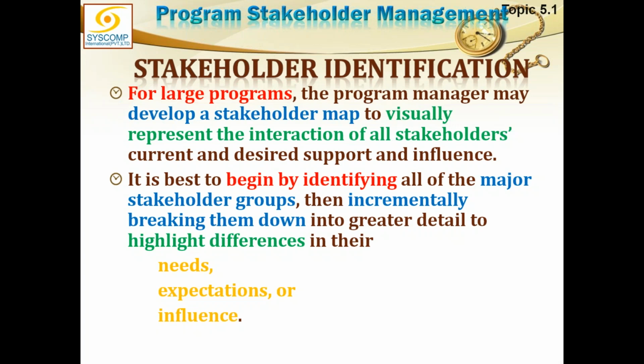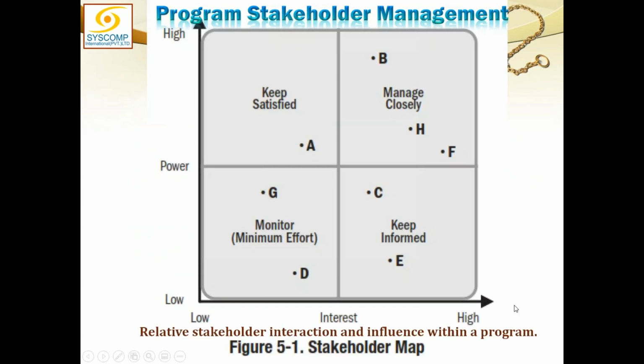It is best to begin by identifying all of the major stakeholder groups, then incrementally breaking them down into great detail to highlight differences in their needs, expectations, and influence. So this has to be done in analysis, and you have to be very careful in mapping these. This is a kind of stakeholder map, and I'll talk a lot about this and build on this. Actually, this is just the beginning. This is a very simple stakeholder map, which is two-dimensional in nature.